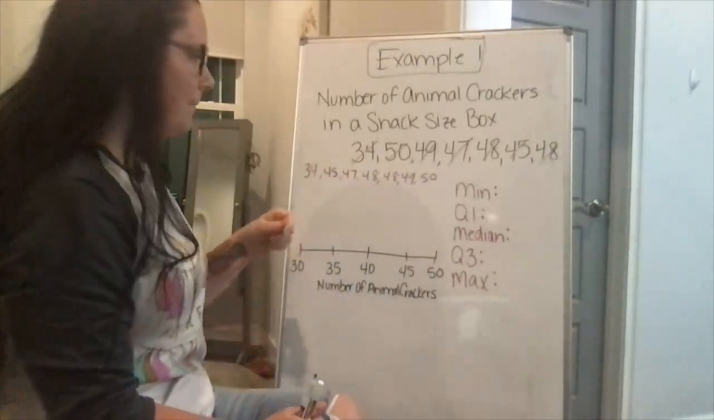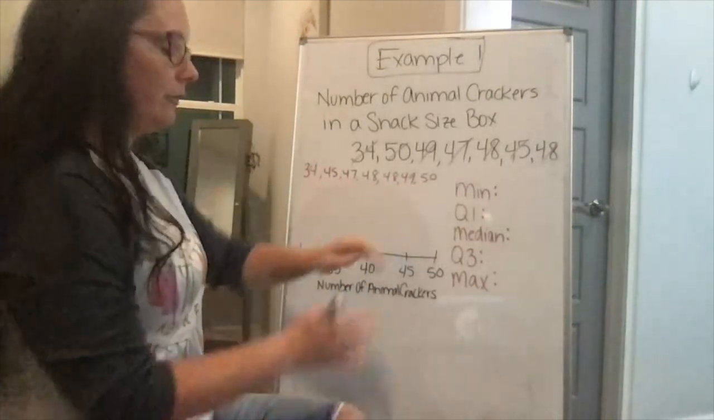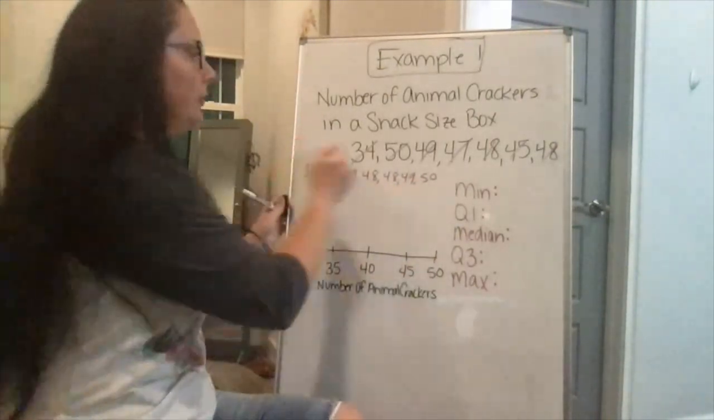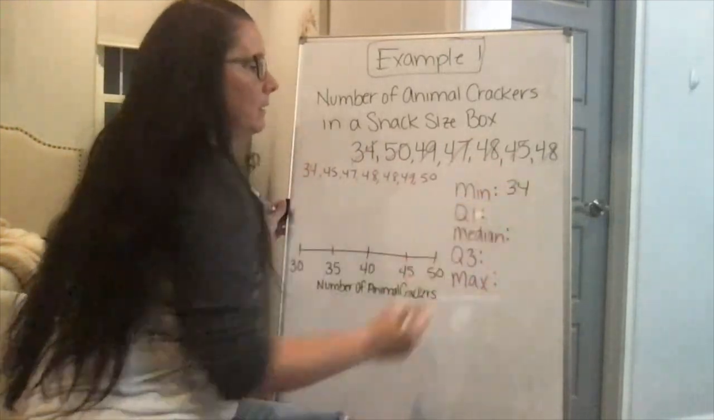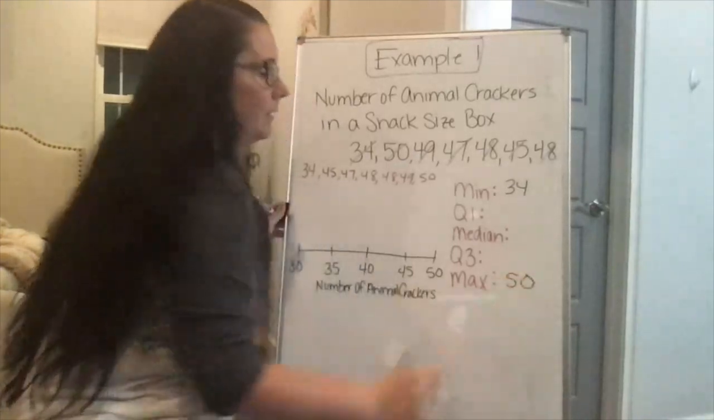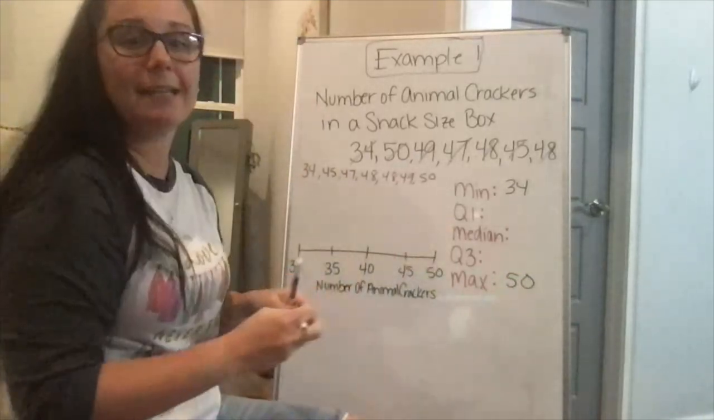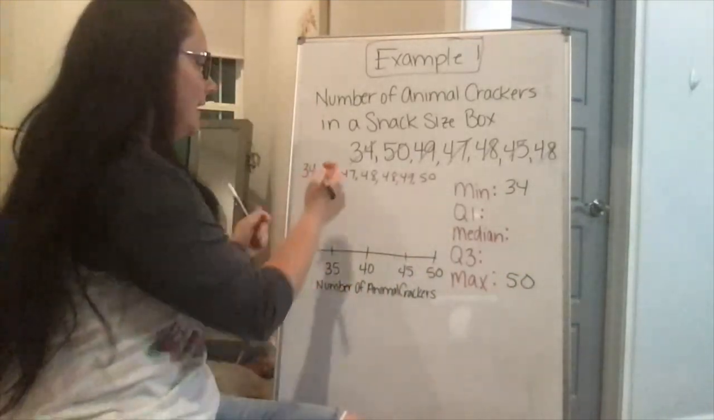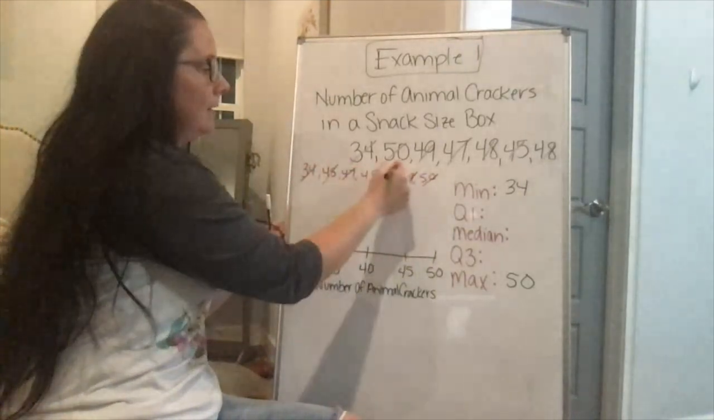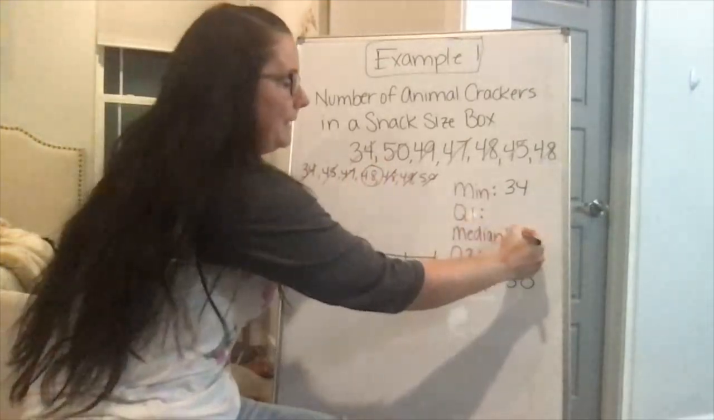So I've got my data ordered from least to greatest now, so I can easily identify my minimum value is 34. My maximum value is going to be 50. My median, I need to find the median value of my data set. So to do that, I cross off the lowest, highest, lowest, highest, lowest, highest to find that my median is 48.